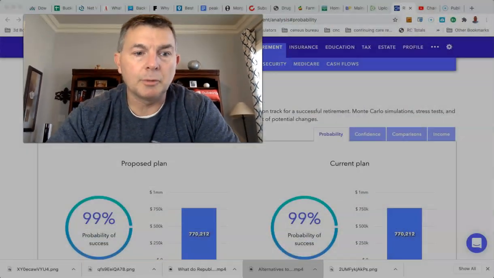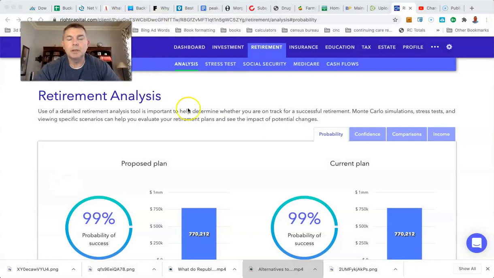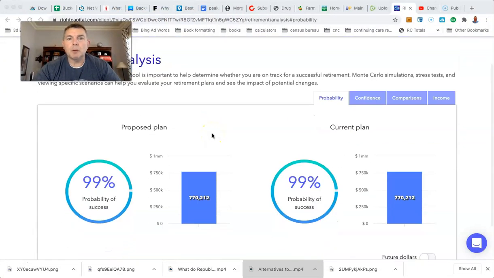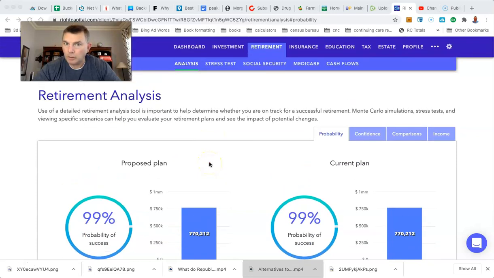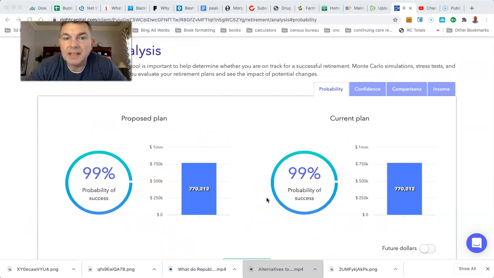So we'll use our sample client. We got Tim and Kim sample here. All right, so here's what he's talking about. This is the Monte Carlo. Right here you see it says $770,000 of the proposed and current plan. They're the same. That is the end of life amount on the median.